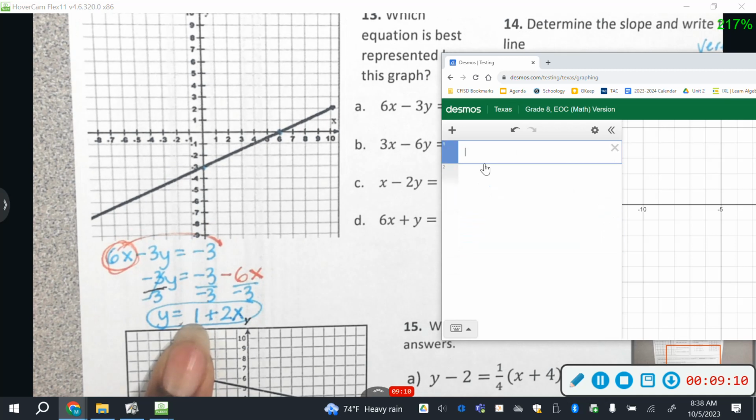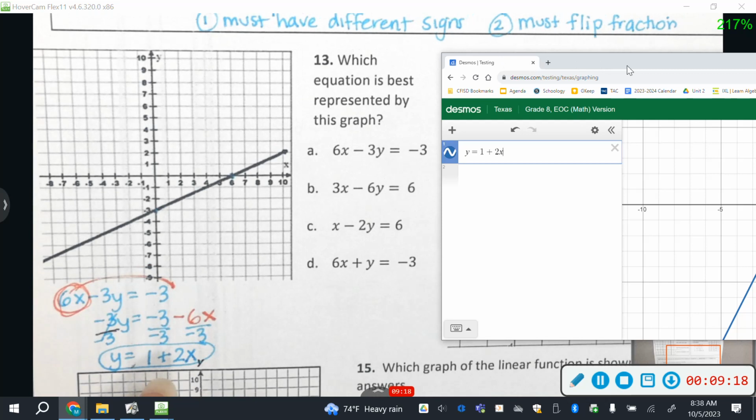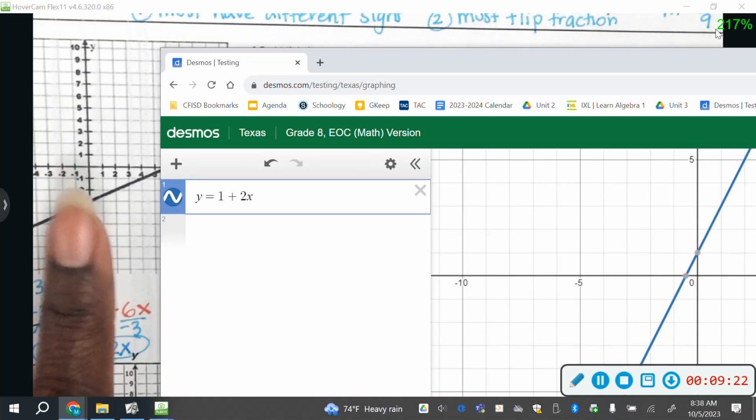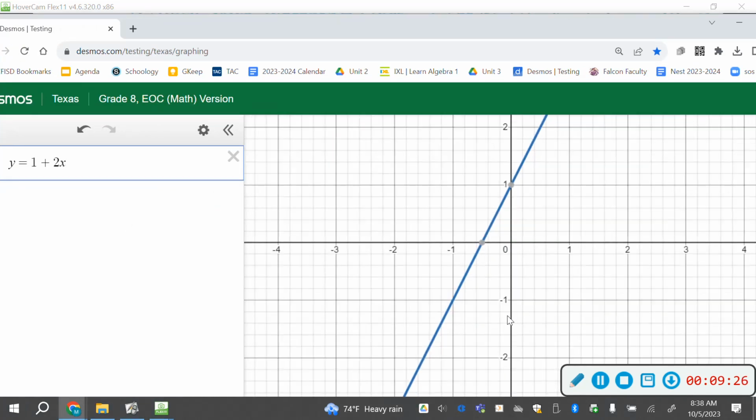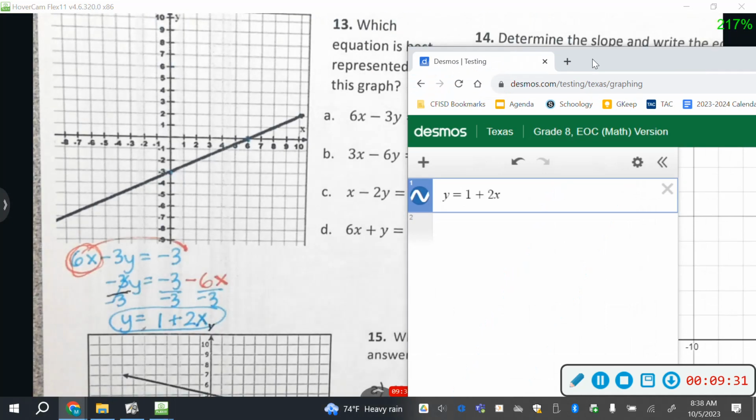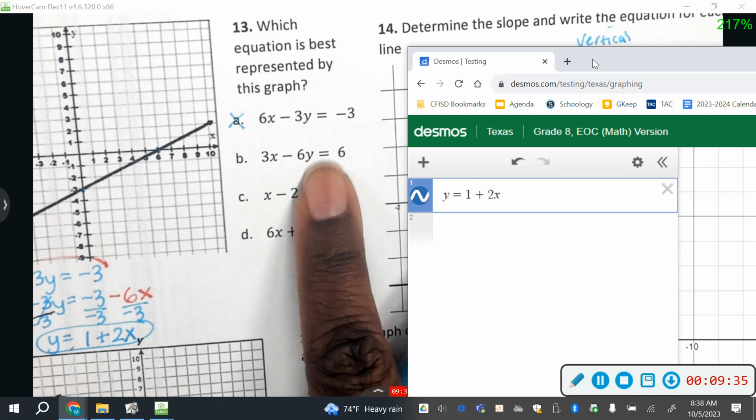Now we're going to see, does this match the line? I'm just going to take all that out. I'm going to put in y equals 1 plus 2x. How do I know if it matches the line? Match the intercepts. It must touch at -3. Look at your graph. It does not touch down here at -3, so I know it can't be A. So I'm going to cross A off of my list, and now I'm going to solve letter B.